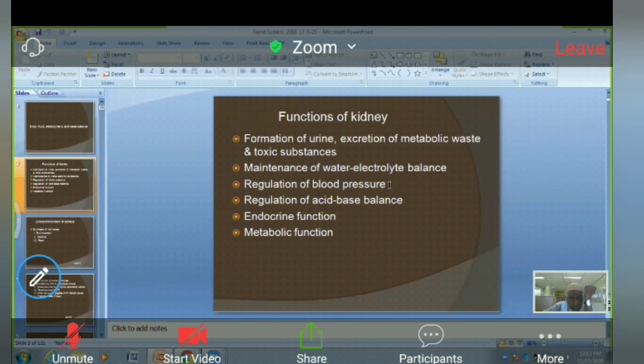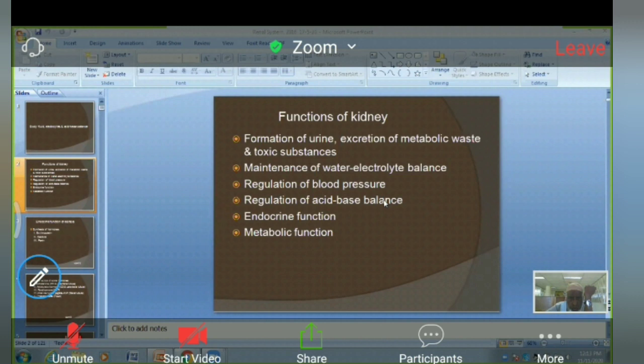Regulation of blood pressure: the kidney is also responsible for long-term maintenance of blood pressure. Other regulators are baroreceptors. Is it clear? Then it is also responsible for maintenance of the acid-base balance.